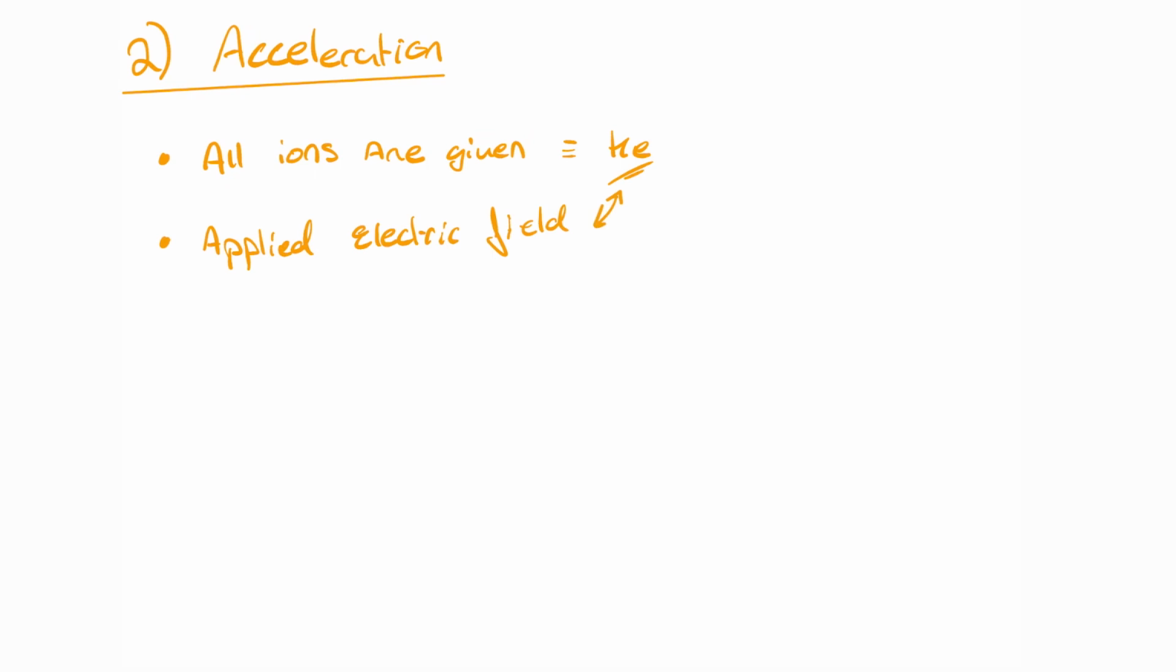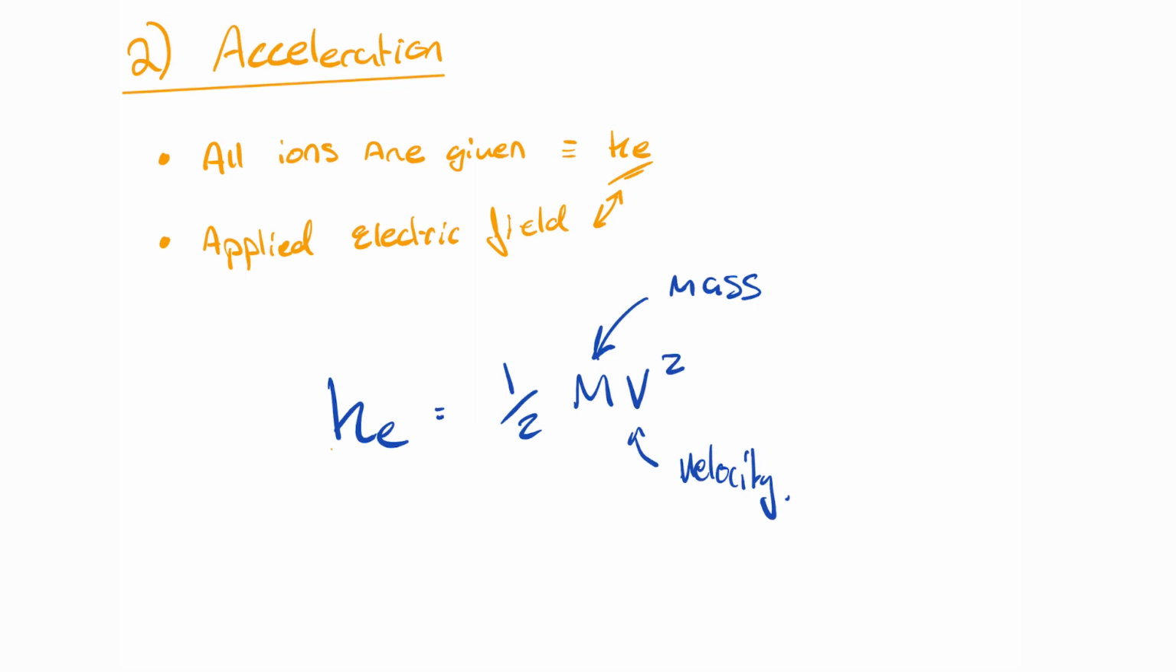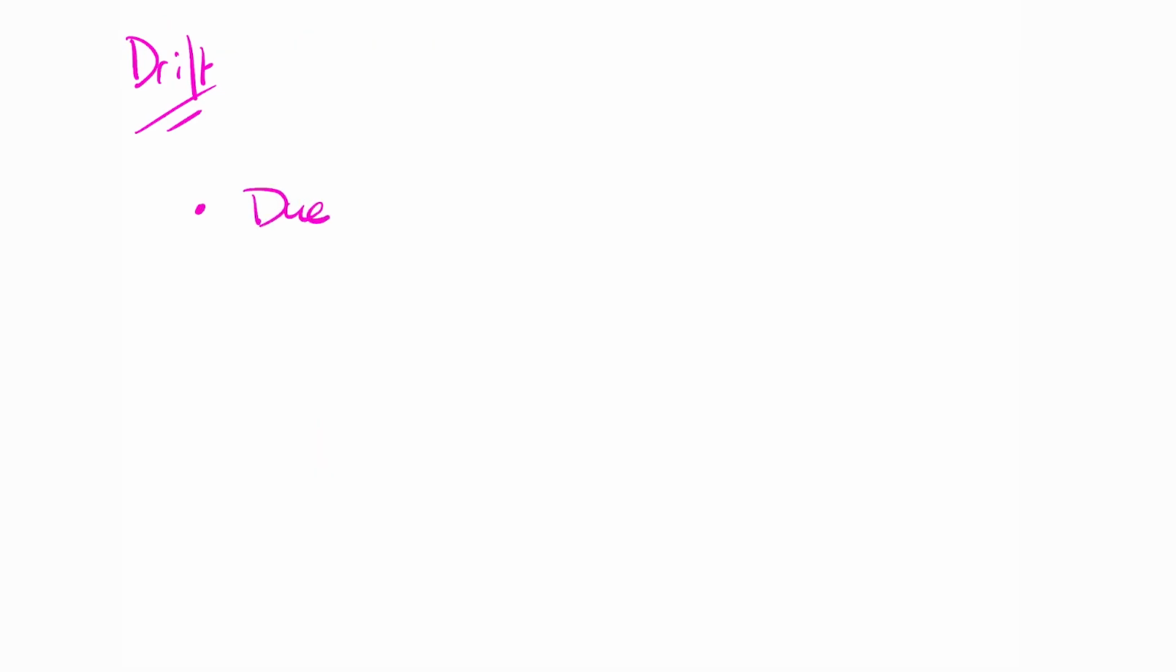If you remember back to GCSE physics, kinetic energy equals a half mv squared, where m is mass and v is velocity. If kinetic energy equals a half mv squared and all the ions get given the same amount of kinetic energy, then surely the heavier ions with the bigger value for m will have a smaller value for v to compensate for the difference. This leads straight into the ion drift stage.